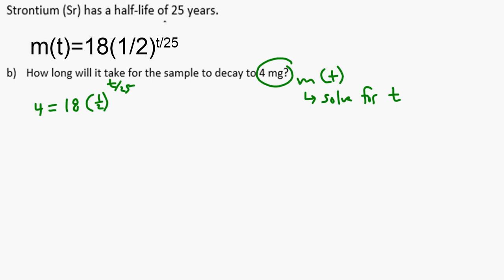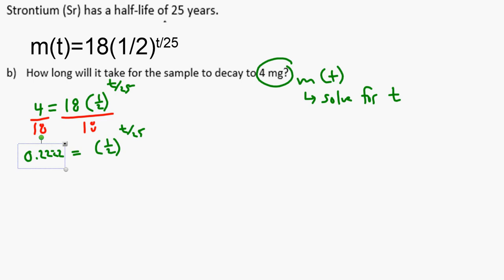All right, well, the first thing I'm going to do is divide out coefficients. So divide both sides by 18. What do I have then? I get here about 0.2222 equals 1/2 to the t over 25. Now, there's an issue. It gets really difficult when I'm trying to solve for a variable in the exponent.